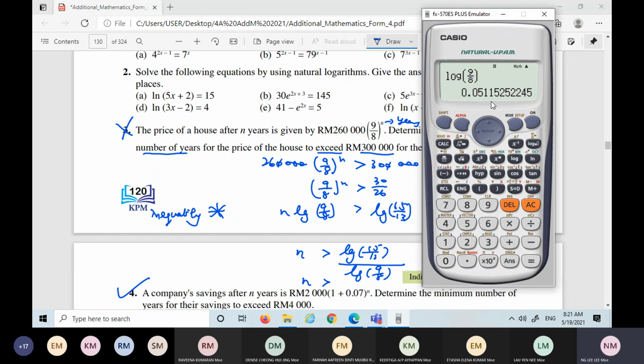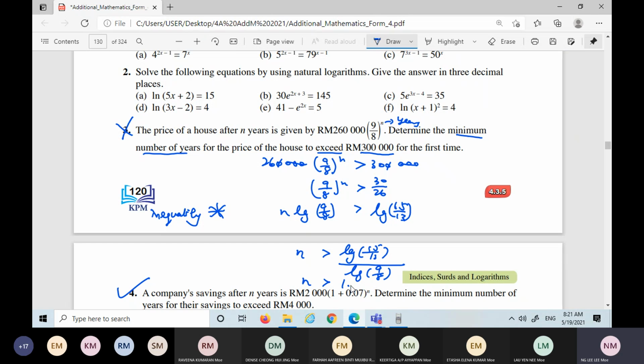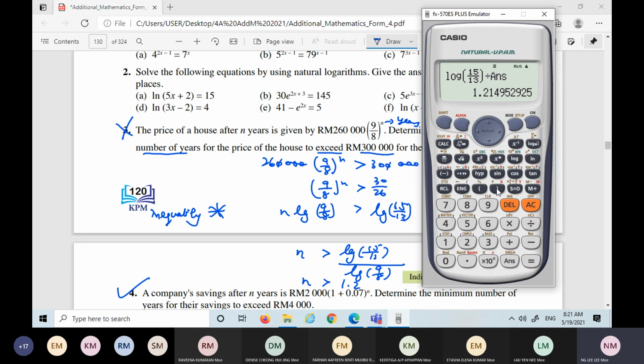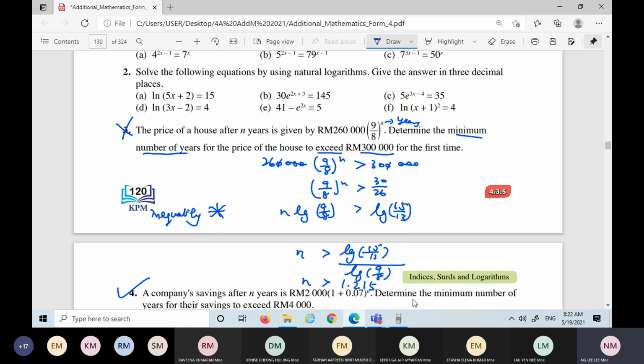Now I find log 15 over 13, divided by my answer just now. Equals. So my answer is 1.22, 4 significant figures. So 214, but this is 9 plus 1, so 215. 1.215, 4 significant figures.